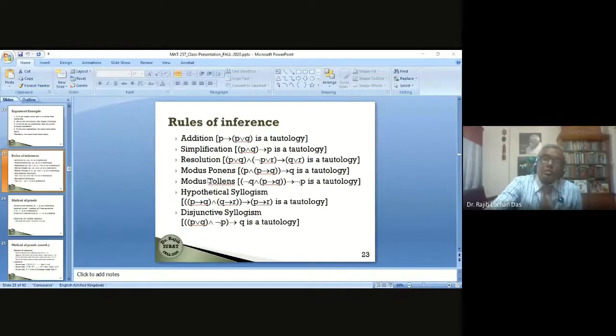So what is the pattern of this rule? The pattern is, say I am Sanchita Pal. This is P. And if I am Sanchita Pal, then I am a student of IUBAT.